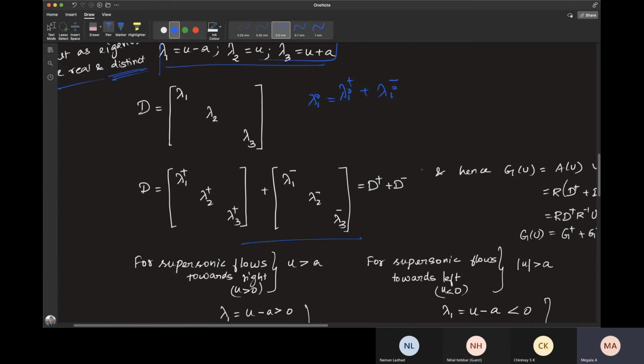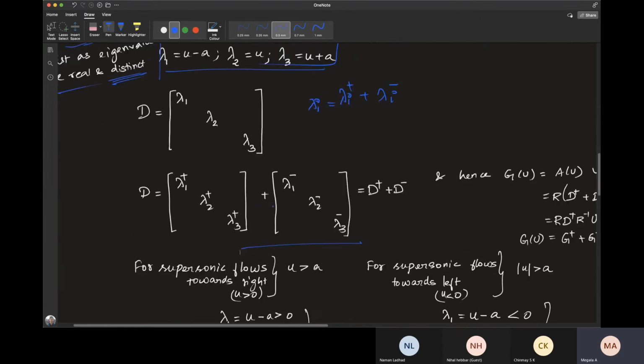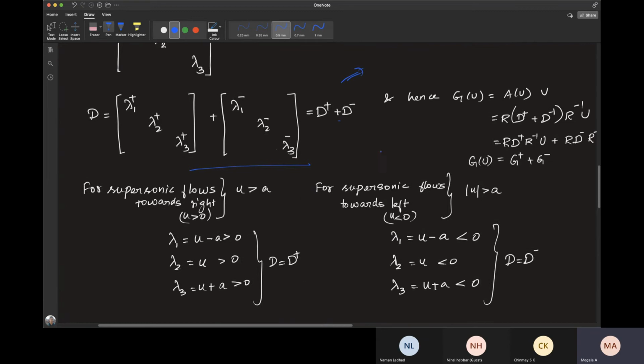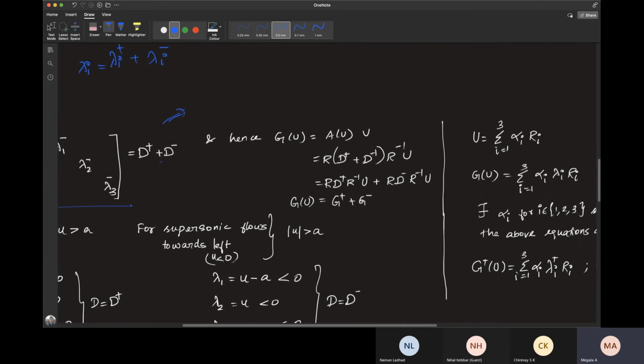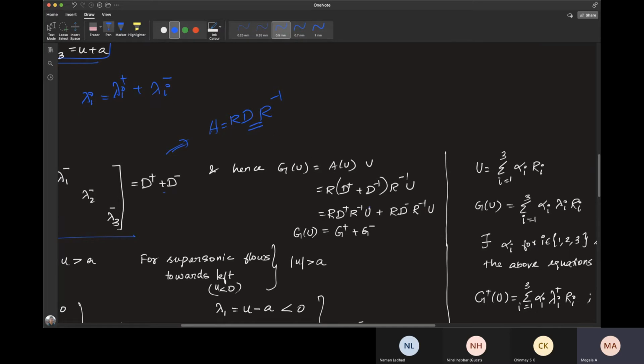These are all certain things that we have seen earlier. So by this splitting, we can go about splitting A actually, because A is R inverse, and D can be split up into D plus and D minus. Thereby we can split A into A plus and A minus. So that is something I've done over here. And since G is A into U, we can split G as G plus and G minus.